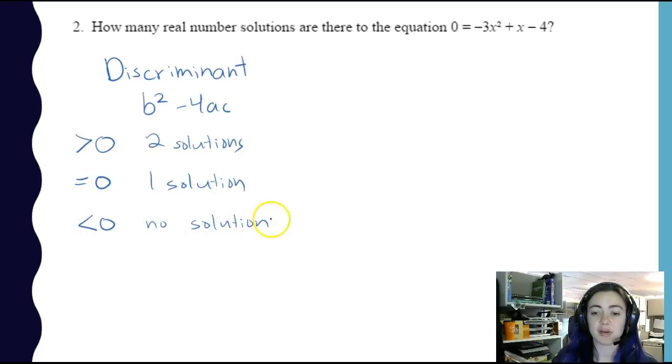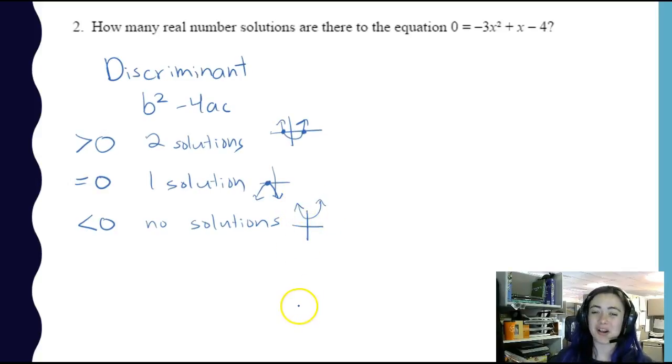If you're thinking about a quick graph here, if you have your coordinate plane, 2 solutions means that it crosses the x-axis twice. So it might look something like that, because those solutions would be right there. For 1 solution, it means it just crosses the x-axis once, so it might meet right on the x-axis. For no solutions, it doesn't cross the x-axis at all.